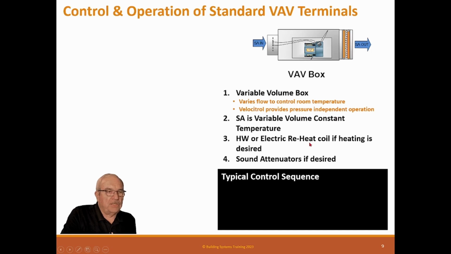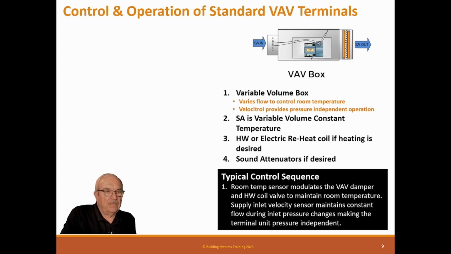A typical control sequence. Now, I'm showing the typical control sequence here just so you get an idea how it operates. This is not an exact sequence. It's a sequence I put in here just so you understand how it works. A real sequence would be a whole bunch more complicated. The room temp sensor modulates the VAV damper and hot water coil valve to maintain room temperature. The supply inlet velocity sensor maintains constant flow during inlet pressure changes, making the terminal unit pressure independent.